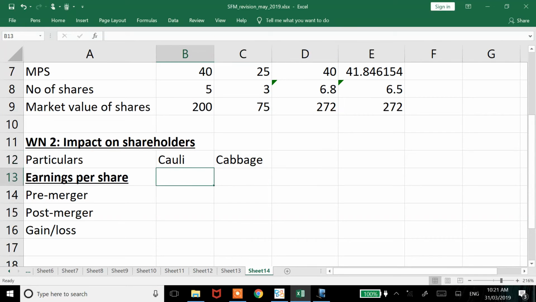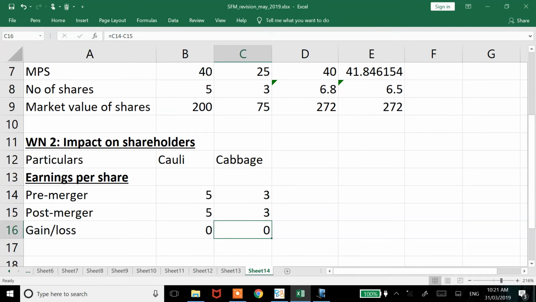We'll do scenario 1. In scenario 1, pre-merger EPS was 5. Post-merger is also 5. Gain or loss, nothing is there. For Cabbage Limited, pre-merger was 3. Post-merger is 5 into 3 by 5. Earlier I was holding 1 share of 3 rupees earnings. Now I hold only 0.6 share. In effect, if you allot based on EPS, no effect will be there.